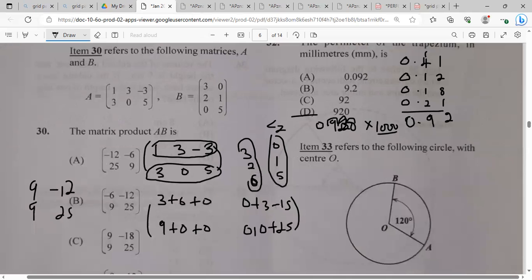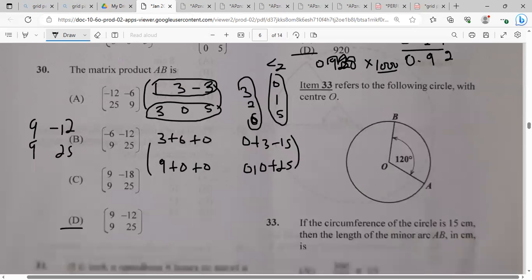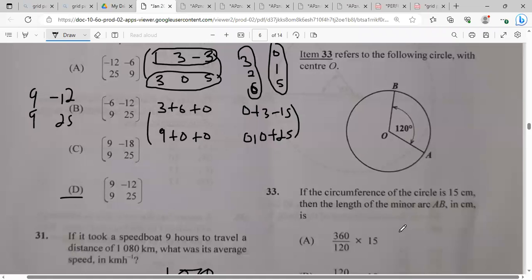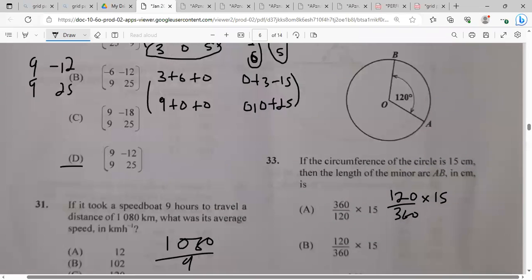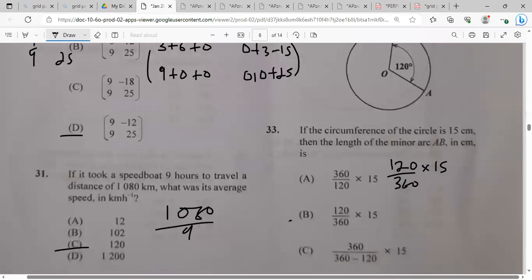Item 33 refers to the following circle with center O. If the circumference is 15, then the length of the minor arc AB is... So it's the circumference of the entire thing, 15, the distance around. So all we need is the angle over 360, times the 15, which is the 2 pi r. Once you see that, yeah. Because we want the minor arc, right?